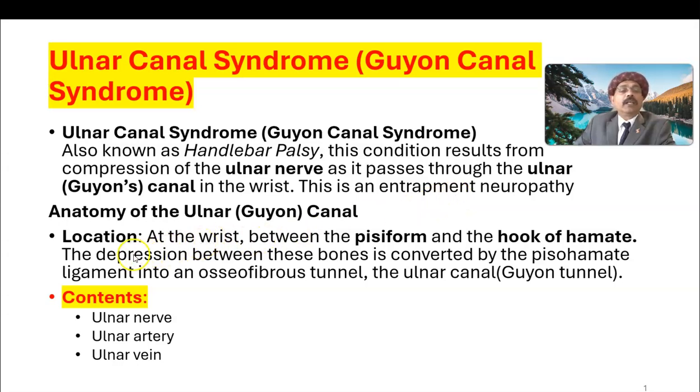Anatomy of the ulnar canal: it is located at the wrist between the pisiform and the hook of the hamate. These two are carpal bones. The depression between these bones is converted by the pisohamate ligament into an osteofibrous tunnel, the ulnar canal or Guyon canal. The contents of the Guyon canal are the ulnar nerve, ulnar artery, and ulnar vein.